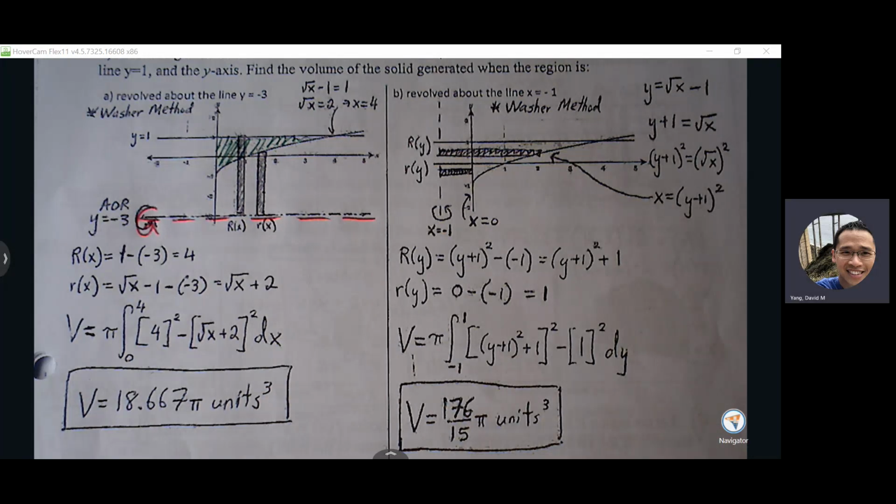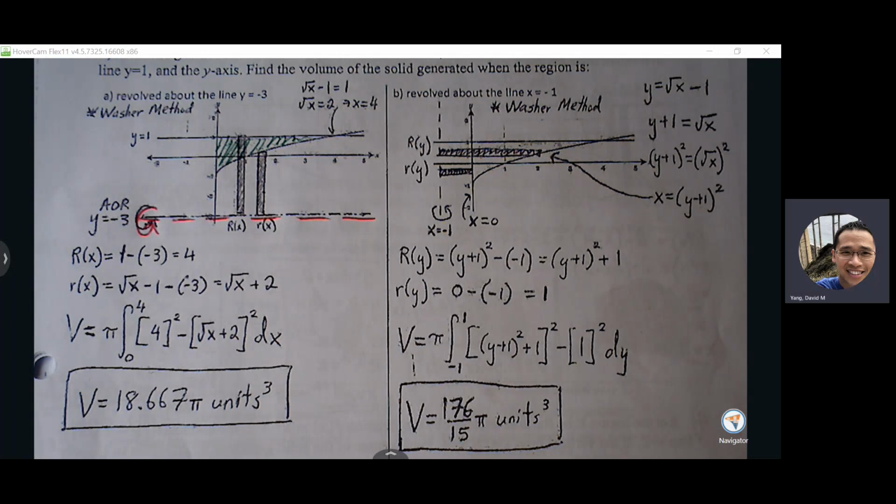From here, we look to see where the top and the bottom of each radius are touching. Here, the top of the big radius is touching y=1. Here, the bottom of the big R is touching -3. So we do top minus bottom, 1 minus -3. That's the big radius. For the little radius, the top is sitting on the curve. The curve is the equation root x minus 1, minus the bottom of the little radius sitting on -3. So root x minus 1 minus -3, we get root x plus 2.